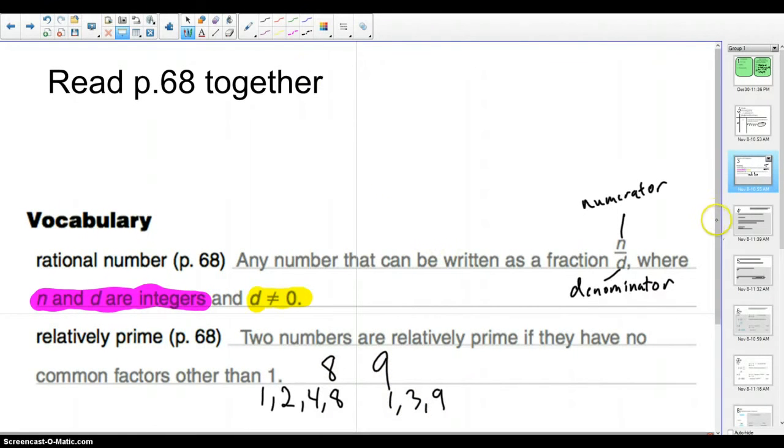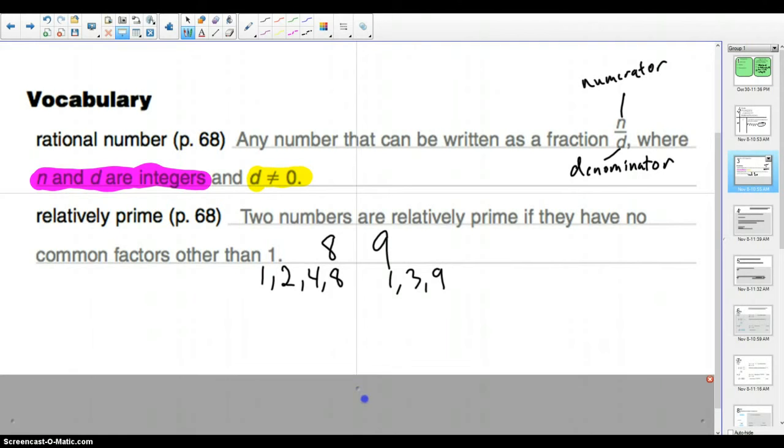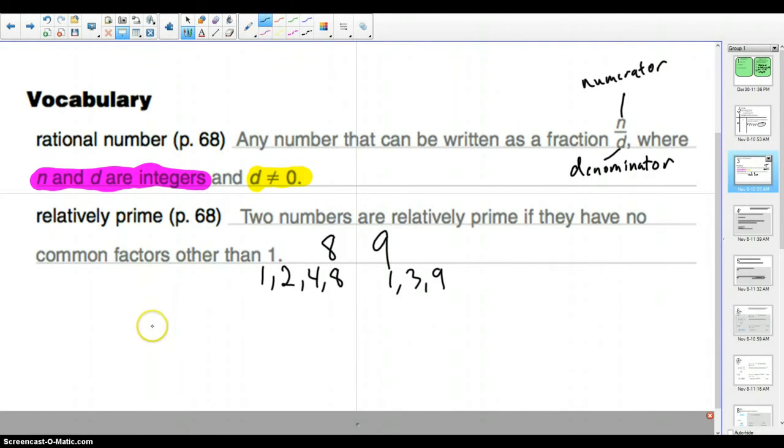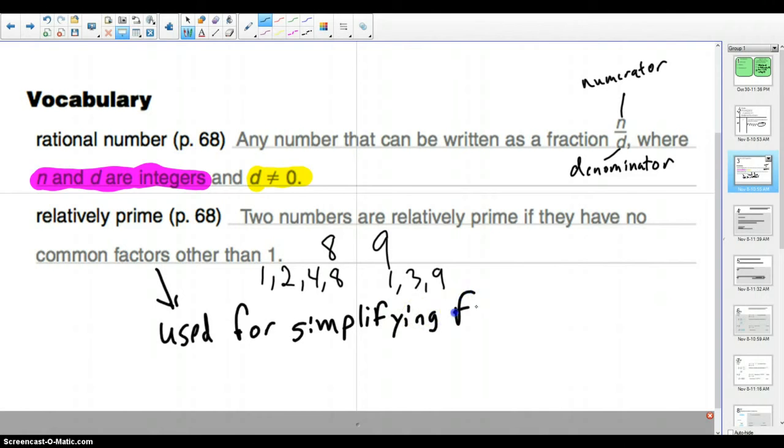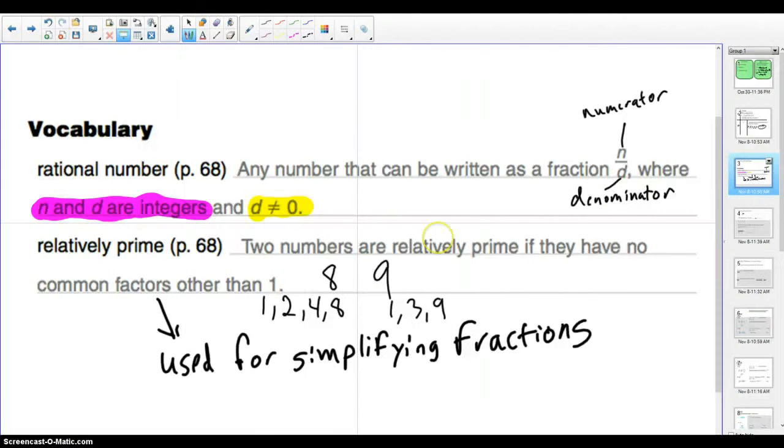This is going to come into play when we try to simplify fractions. So we want to write that down. Used for simplifying fractions. So now that we know what a rational number is and what relatively prime numbers are, let's use this information to figure out how to simplify fractions.